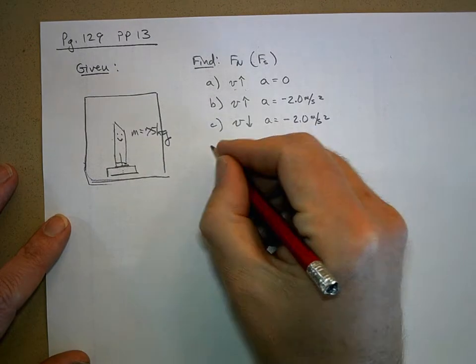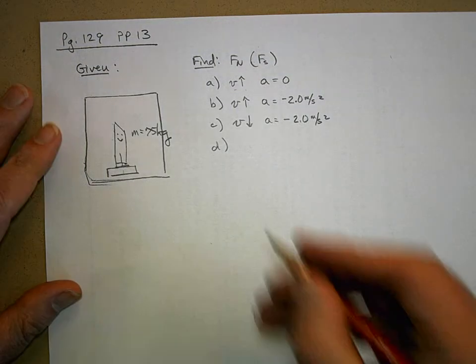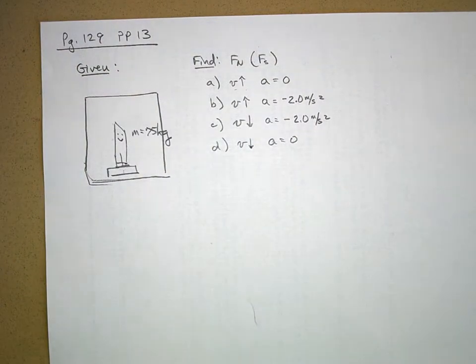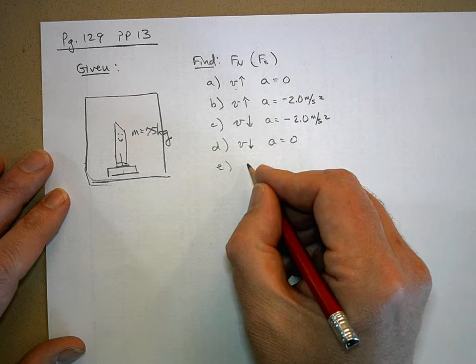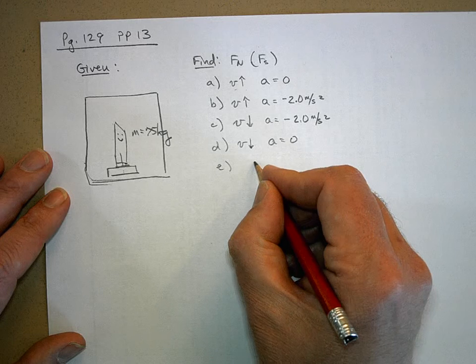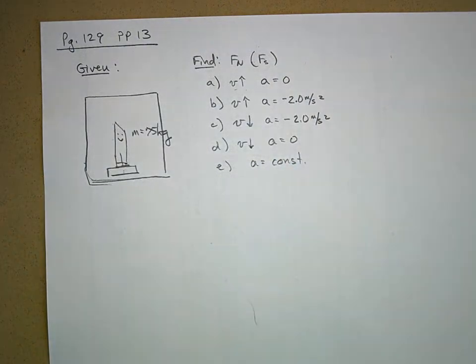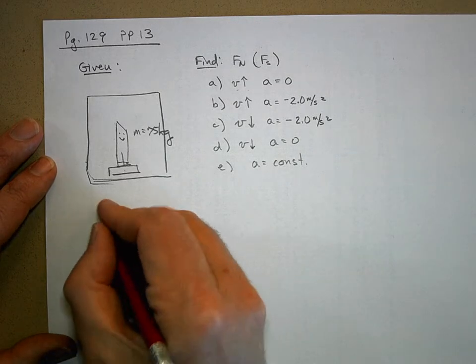Is that okay? And then part D, it asks, it moves downward at constant speed. So here the velocity is downward, but the acceleration equals 0. And then part E, it says it slows to a stop at a constant magnitude of acceleration. So it stops, so you have some delta V where the final velocity is 0 and the acceleration equals a constant, and they want to know what's the normal force in that situation. Okay, so setting up this given and find is kind of a pain in the neck for this problem. Let's solve it.